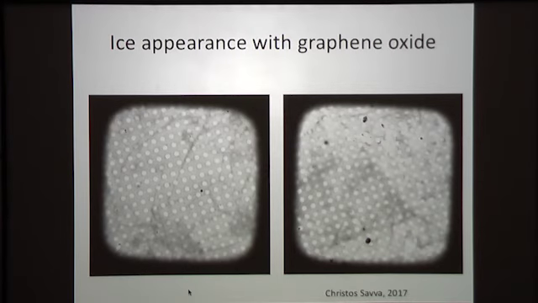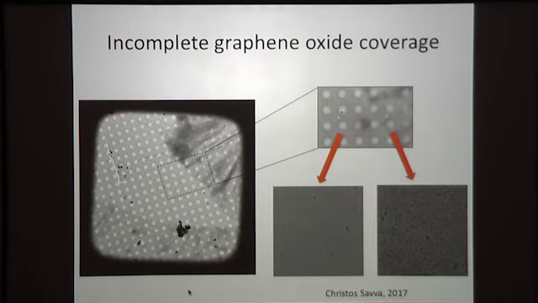Now, when it looks too clean, it could mean that you don't have good coverage of graphene. For example, you can see here the background looks just too clean. There's just ice there. We took an image in this hole and this hole. So here and here, and you can see here we had no particles, here we had the particles.